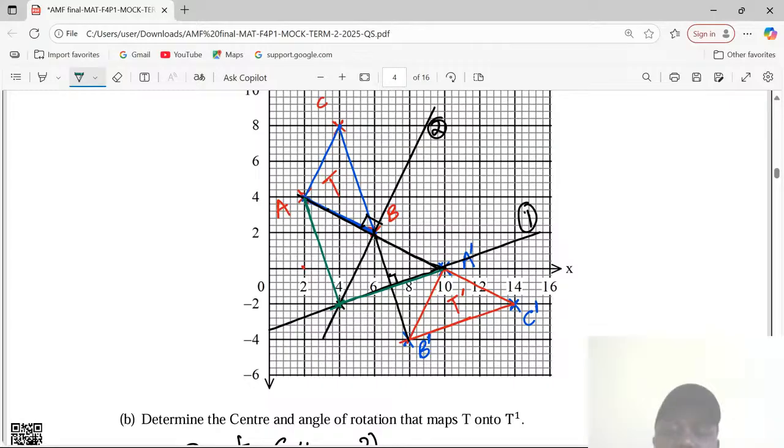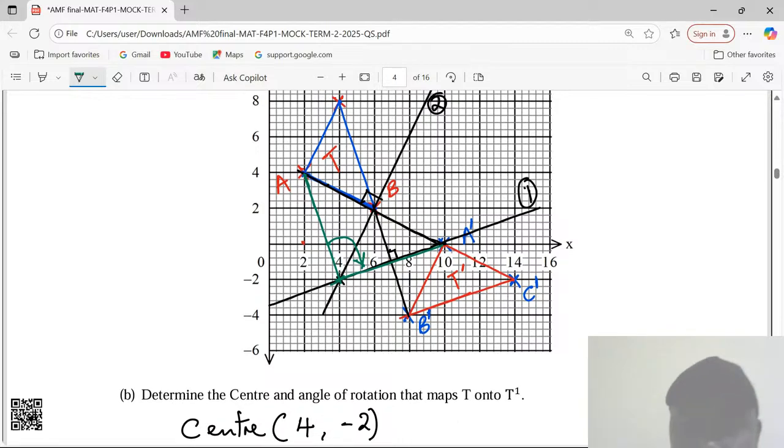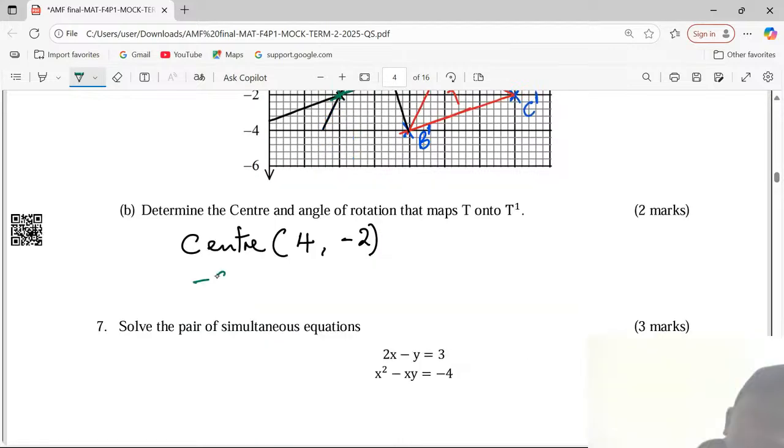Then now we check the angle together with the direction of turning. So the angle here is 90 degrees. And how are we turning? From A to A prime, we are turning through the clockwise direction. We are turning in the clockwise direction through an angle of 90. Therefore, we will say that this is -90 degrees. That means 90 in the clockwise direction.